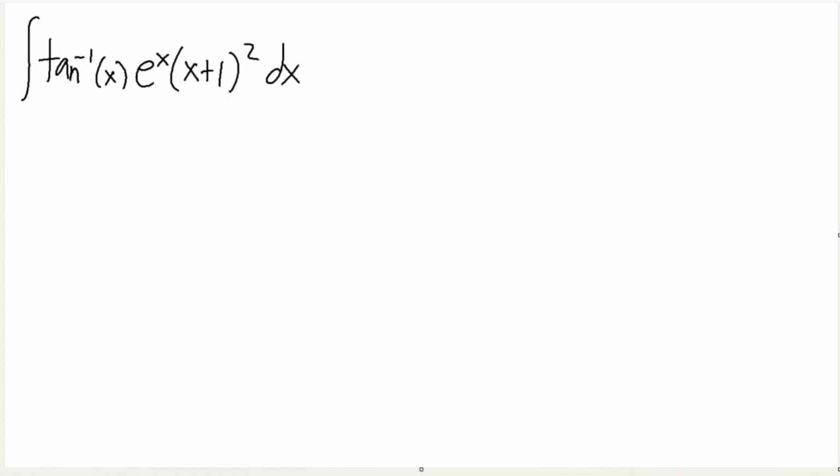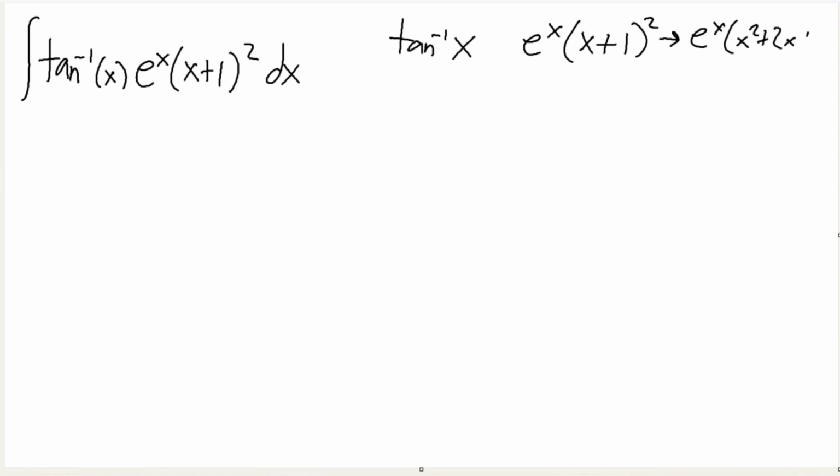Whoa. Now we have an MIT style integral. What is this? What do we do here? For me, I would derive inverse tangent. And the reason is because I can easily integrate this. If I were to choose which one's the easy integral, this is my easy integral. This is easier to integrate because if you think about it, if you integrate this, x squared plus 2x plus 1, this here is a product rule, and then plus e to the x. So that's how I see it.